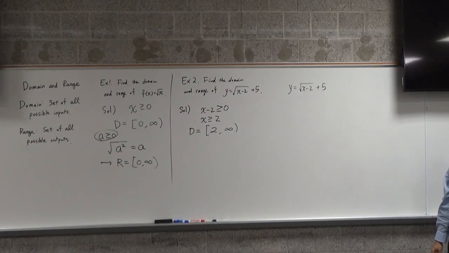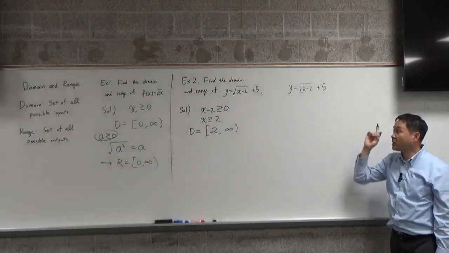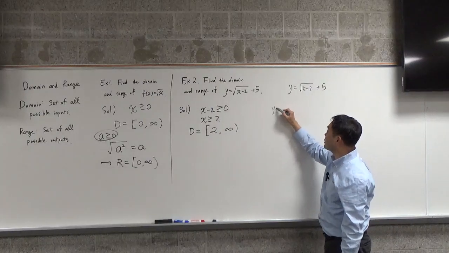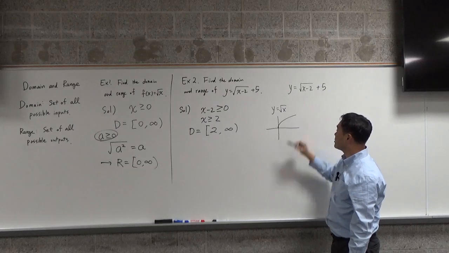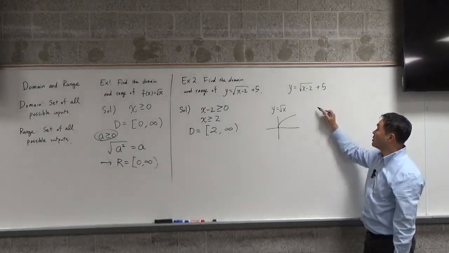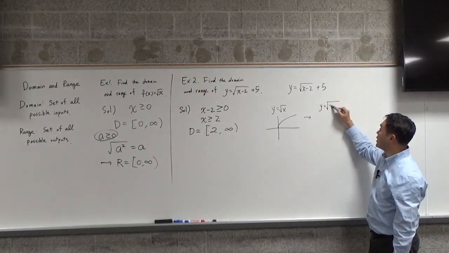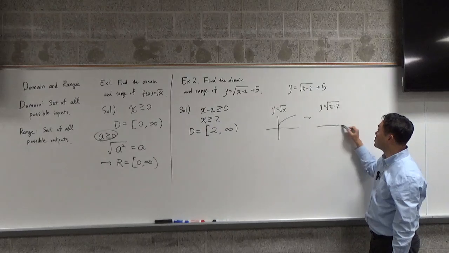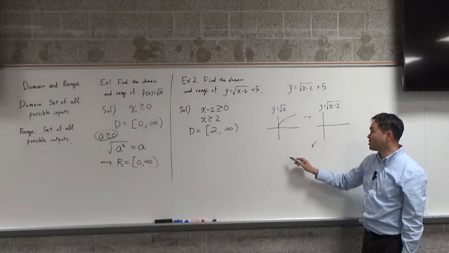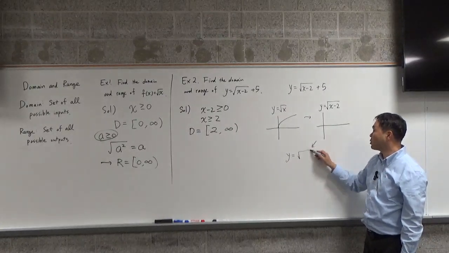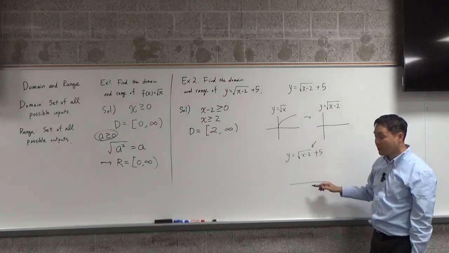And instead of trying to draw the graph of this immediately at once, it's better to first think about the graph of y equals the square root of x, which is like this, right? And then you use this to think about the graph of y equals the square root of x minus 2, and then later on you use that to draw the graph of y equals the square root of x minus 2 plus 5. That's going to be our plan.